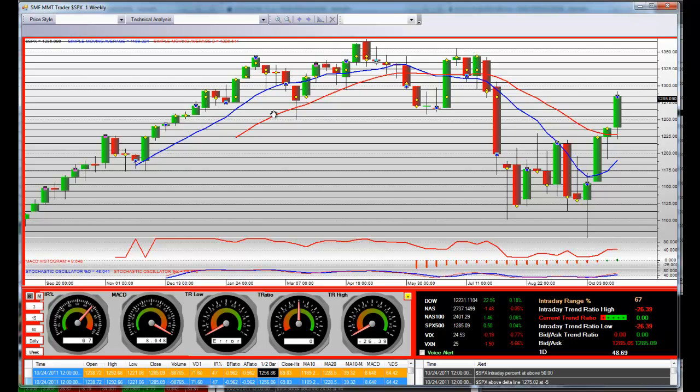Now, let's make sure that you understand this weekly bar at 13. This weekly bar here is at 1237.74 on the S&P. That's this big down bar. Of course, we're well above that bar at the closing level of 1285.09.